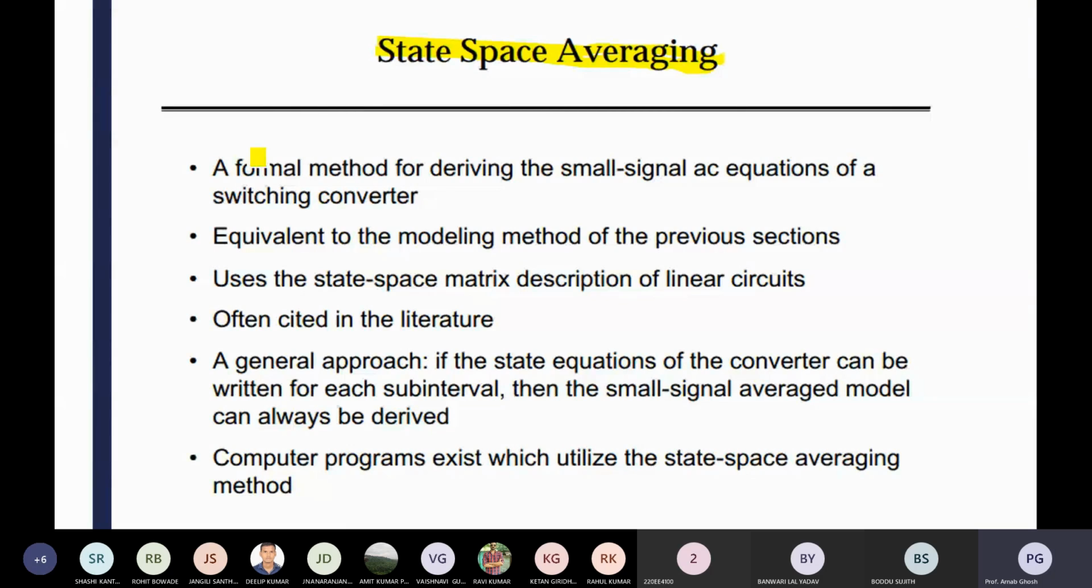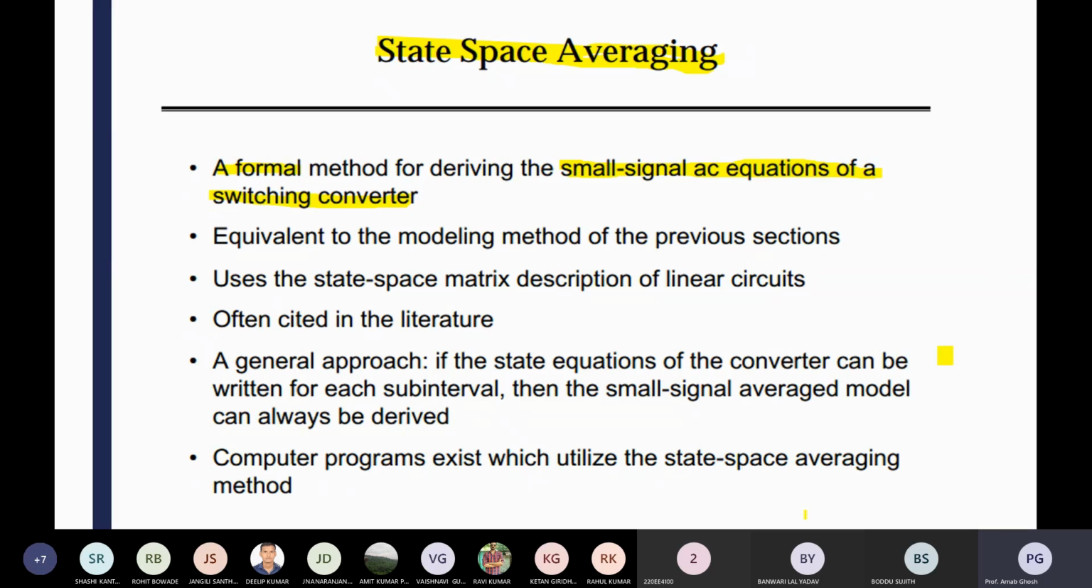What we can understand from the state space averaging model is that it is a formal method. The state space averaging method is a formal method for deriving the small signal AC equations for a switching converter. So you are getting the AC switching equations. It is simple; there is not a big problem.